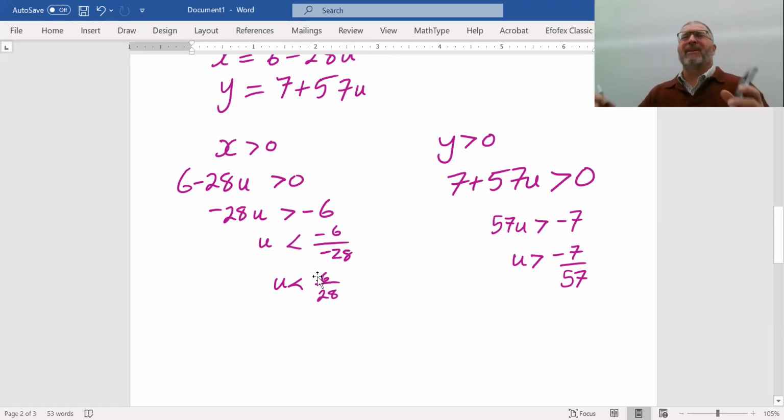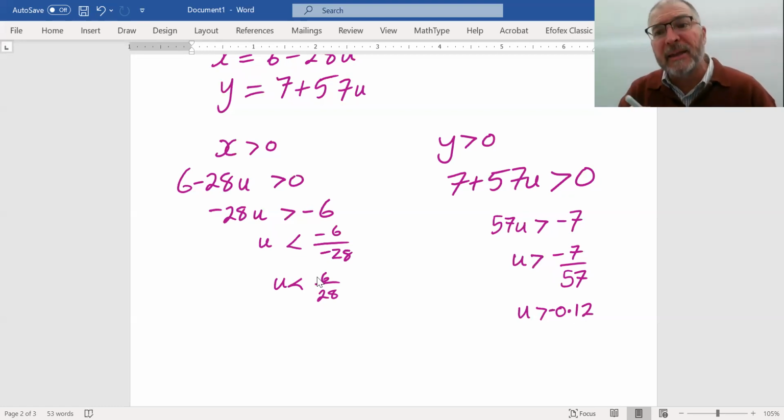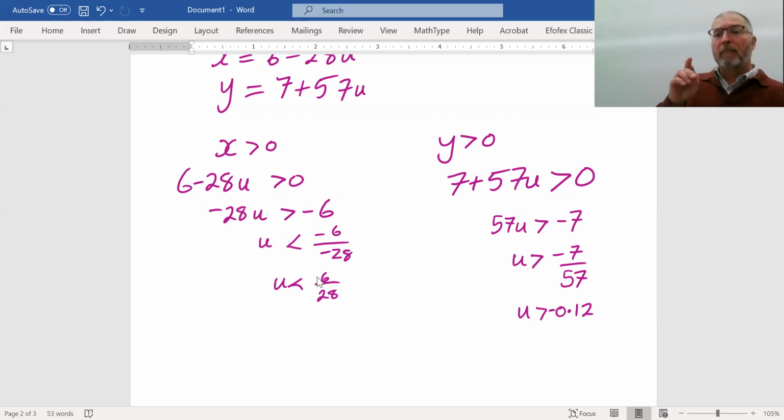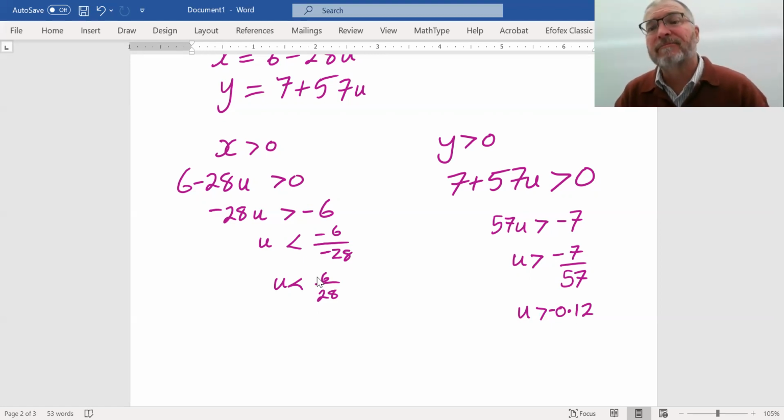You're probably thinking 7 on 57, what sort of number is that? I'll go to the calculator and just decimal it for you so you've got a vague idea where that is. 7 on 57 is 0.12-ish. So U has got to be bigger than 0.12, actually negative 0.12. Remember, if you're bigger than something, you're on the right-hand side of it on the number line. Bigger stuff goes out to the right. Smaller stuff goes way down to the left on the number line.